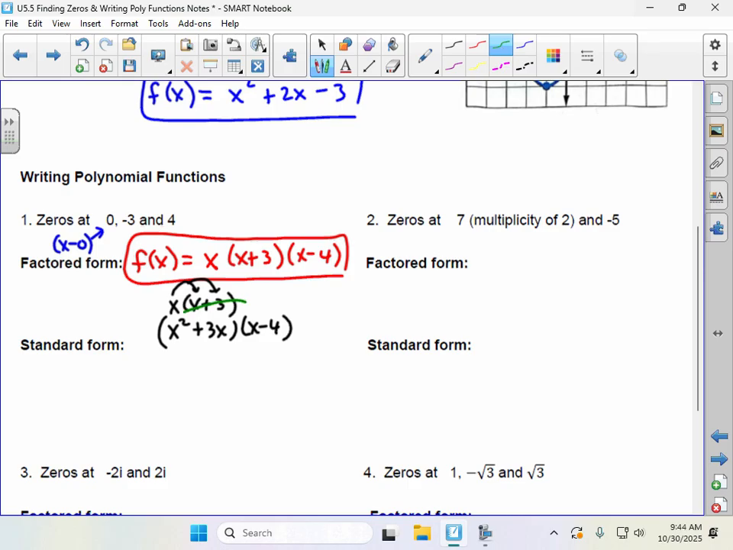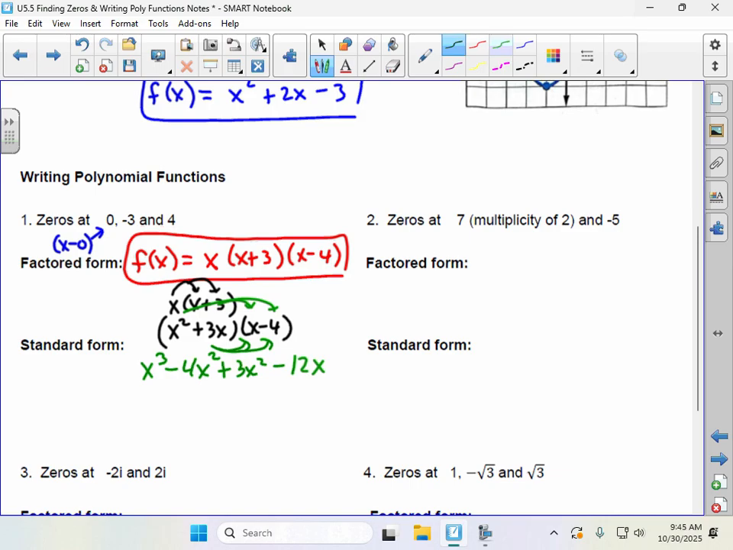So I take the x squared and distribute that over. That's x cubed. And then x squared times -4 is minus 4x squared. Then I'll distribute the 3x. That's plus 3x squared, and then minus 12x. So x squared times x is x cubed, x squared times -4 is -4x squared, and then 3x squared and minus 12x. Okay, so now that's right.